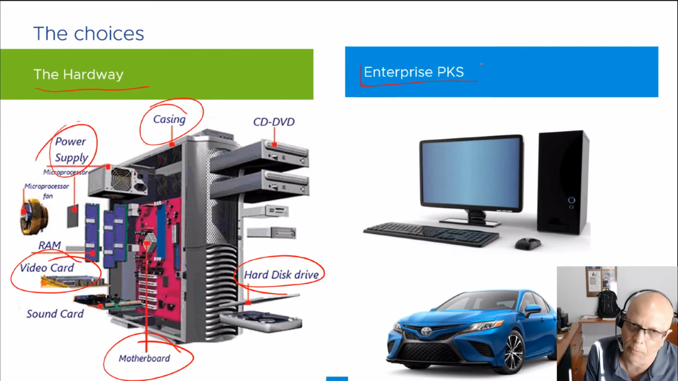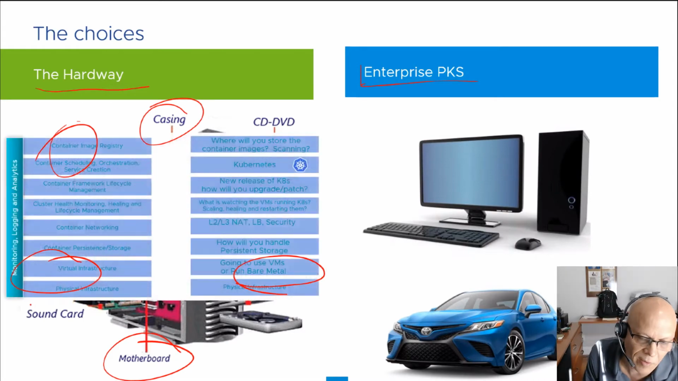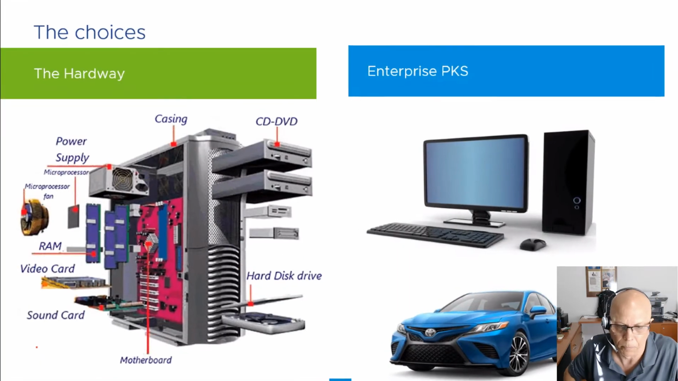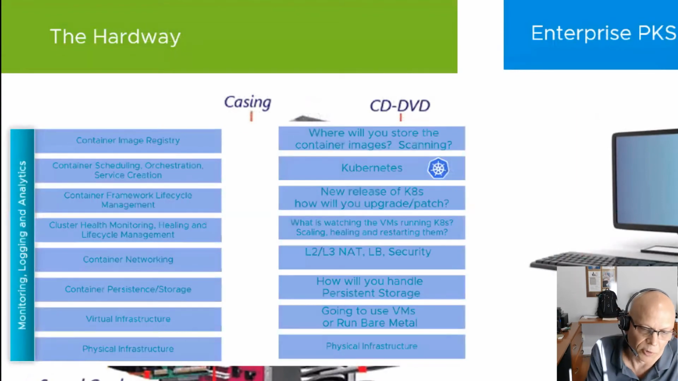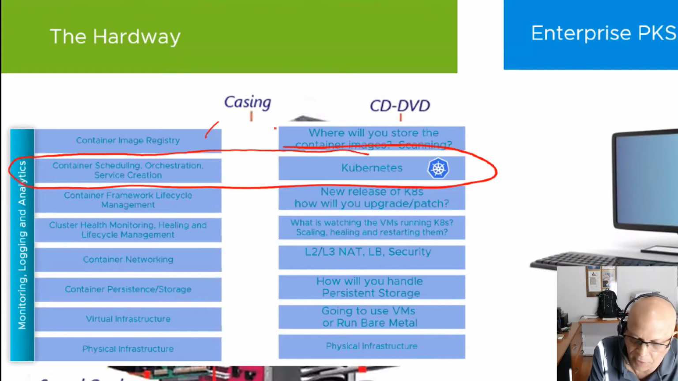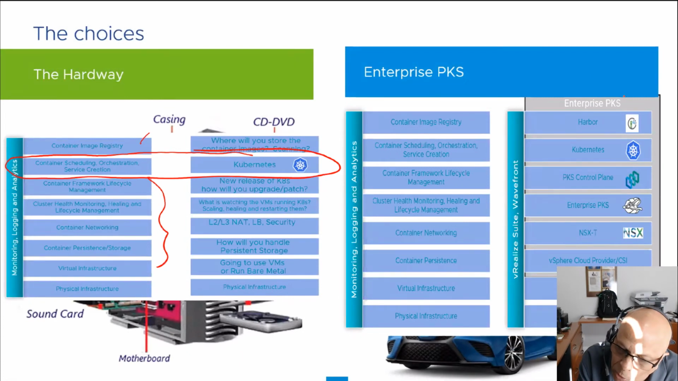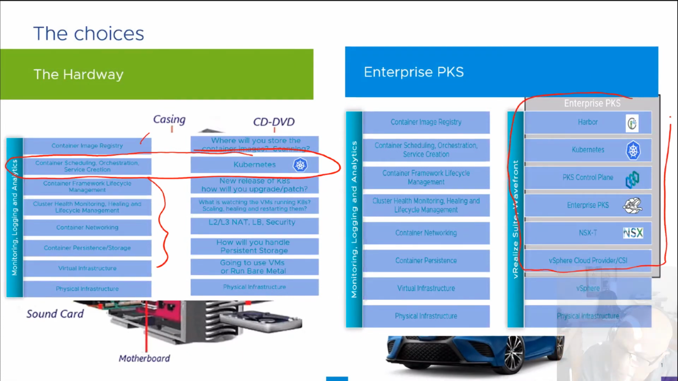Enterprise PKS is a little bit like buying a pre-made computer or a pre-made car. What it looks like that we've covered is here are all those layers that you're going to have to deal with over here. You've got to deal with your container registry. Obviously this is Kubernetes sitting inside here, so that's a given. But all these respective other areas you're going to have to deal with, if you use Enterprise PKS, these solutions are pre-bundled. We know they work. We've got an integration point clearly defined, and you get support from VMware as well.